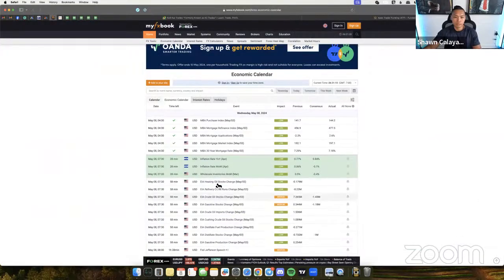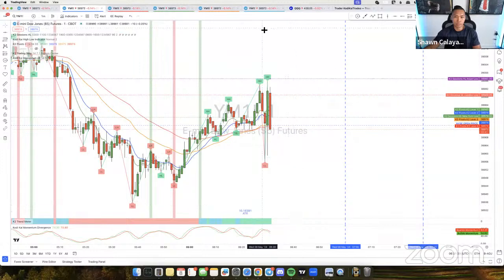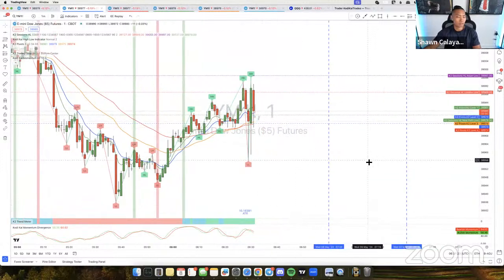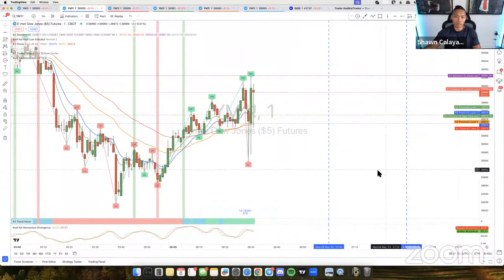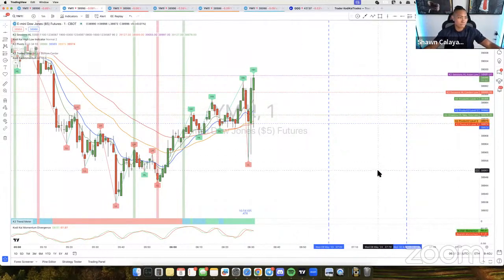At 7 o'clock, we have wholesale inventories, inflation rate, year over year, month over month. And then gas stocks at 7:30, which is normal for a Wednesday. So there's not really too much news going on today in the market, like we said yesterday. It's mainly going to be just normal movement in the market.